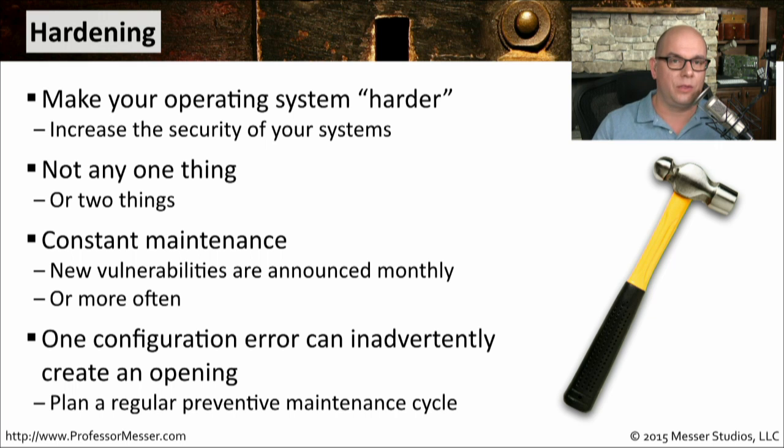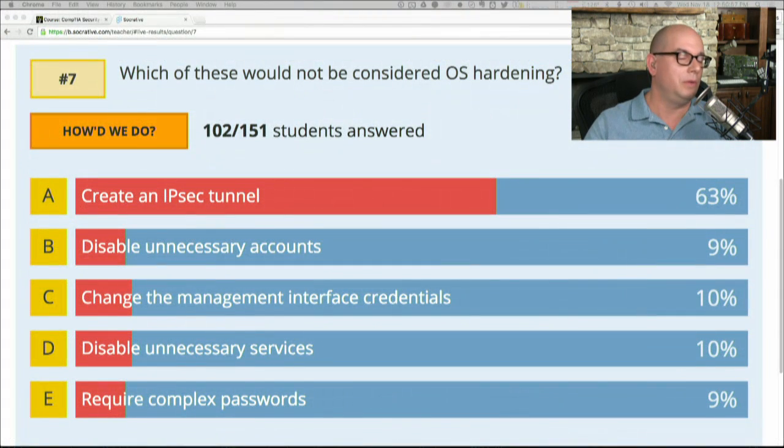Whenever you start working through hardening the operating system, it's going to be things like we mentioned here. In fact, those of you that did not choose B through E got that.